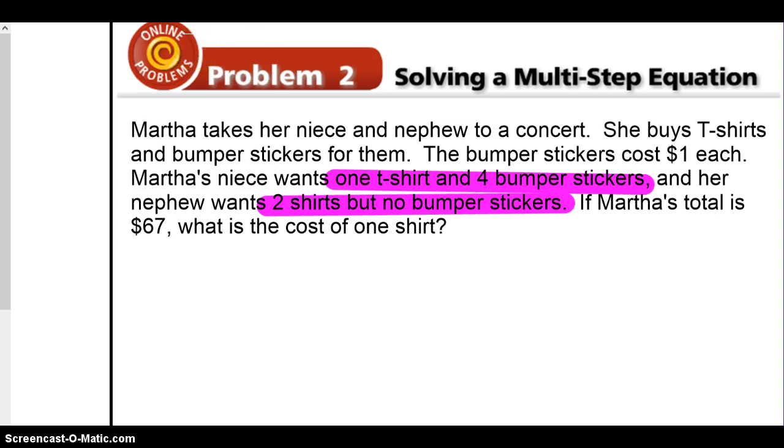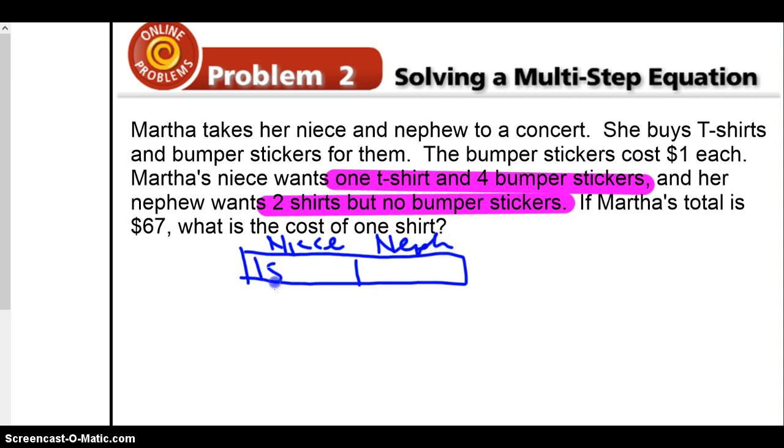All right, so here's my thought process. We've got the whole family together. We've got the niece. We've got the nephew, and they each want some stuff. The girl wants 1 shirt and 4 bumper stickers. So are you okay if I take 1S and add just $4 since each one is $1? Good. And the nephew wants 2 shirts, and all together, what do they equal?